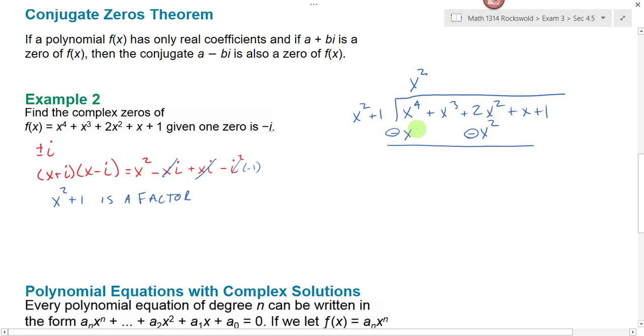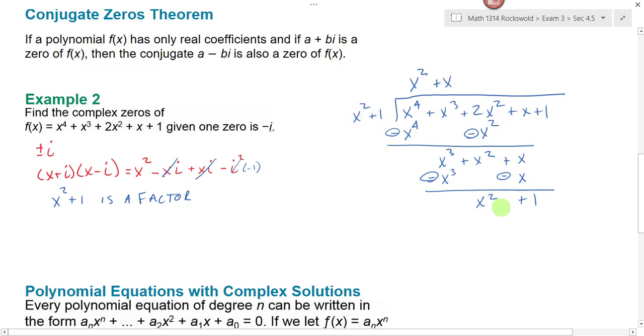This one was x to the fourth. x squared times x squared is x to the fourth. x squared times 1 is x squared. We subtract these terms, and that's going to give us x cubed that I bring down, and 2x squared minus x squared is x squared. And then I can bring down that x as well. x cubed divided by x squared is x. So x times x squared is x cubed. x times 1 is x, and then we subtract these terms, and that's going to give us x squared, and then bring down the plus 1.